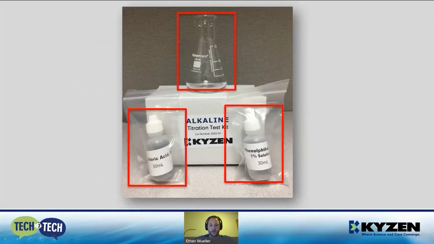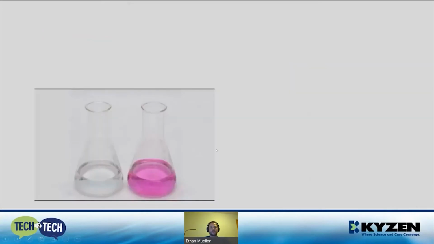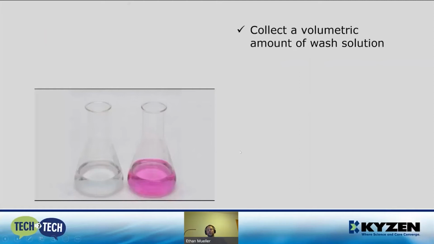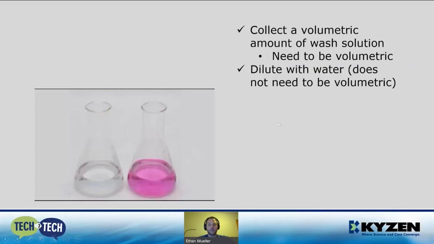And once we are ready to take a reading, the first thing we're going to want to do is collect a volumetric amount of wash solution from our machine. And we want to be as accurate as possible here because this will impact our reading. From there, we're going to dilute it with some water. We're not so concerned about the volume of the water that we dilute with. And then we're going to add the indicator.